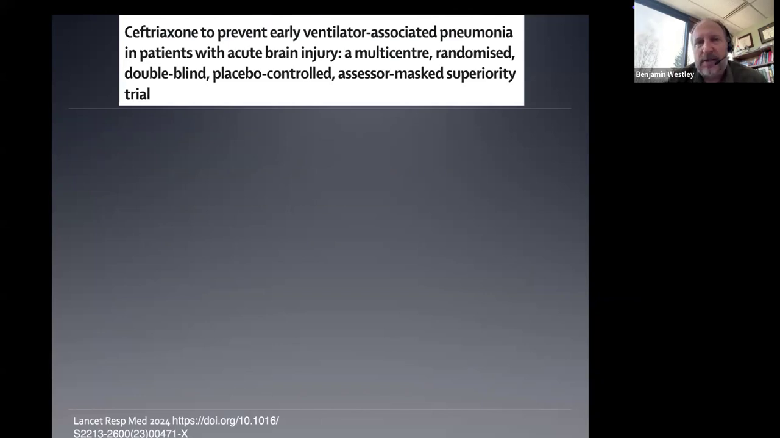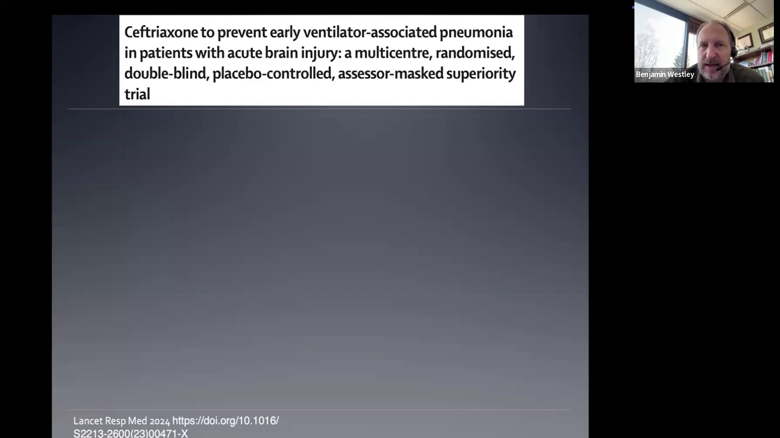So I thought I should probably also add recent literature here from 2024 that many people may have seen. This is called the ProfiVAP study. And the question has always been that we know patients with closed head injuries, neurological injuries that present to the hospital in coma have very high rates of ventilator pneumonia. And so the question is, is there a way to reduce that risk?